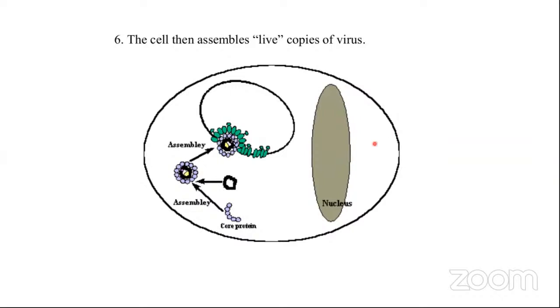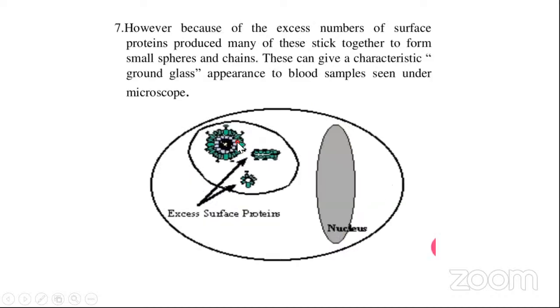Once this process is done, another important thing is the proper assembly. Genetic material DNA is formed, core proteins are formed, and then there is assembly, and after proper assembly there is formation of the particles. Extra surface proteins are also produced, and because of that a ground glass like structure appears in the blood when you see it under the microscope. Such structures you can identify for diagnosis, and with experience working in the laboratory, people can easily identify hepatitis B infection under the microscope.